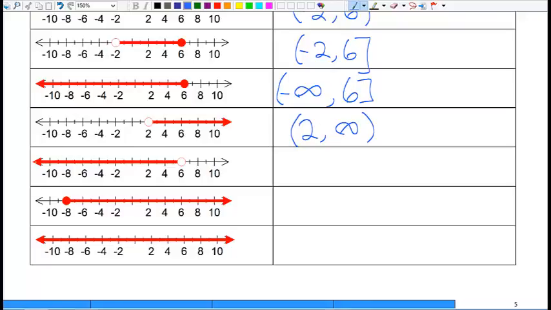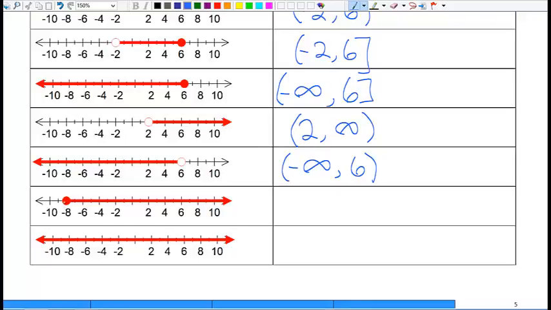All right, the next one has an arrow going to the left, so how low can I go? Negative infinity, comma, how high can I go? Well, the highest I can go is 6 this time. I can never include infinity, so I always put a parentheses there. And in this case, I can't include 6 because it has an open circle.